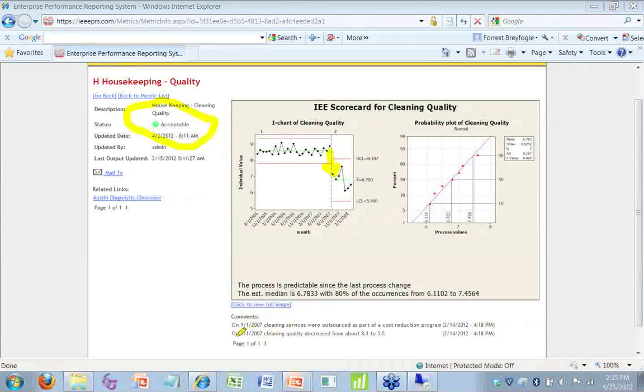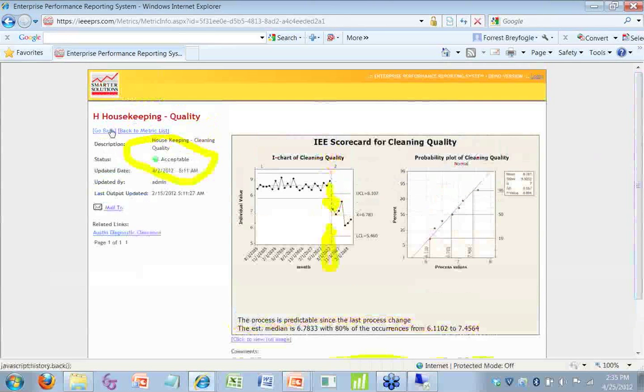But you notice here, the cleaning services were outsourced as part of a cost reduction program about in this time frame. Okay, another clue. That is a murder mystery. Who done it? And we're trying to put together some clues here.